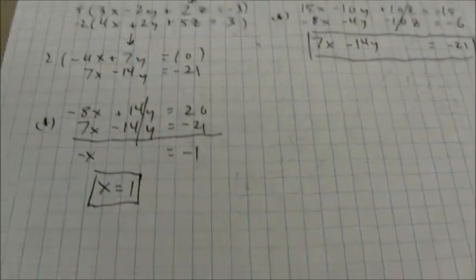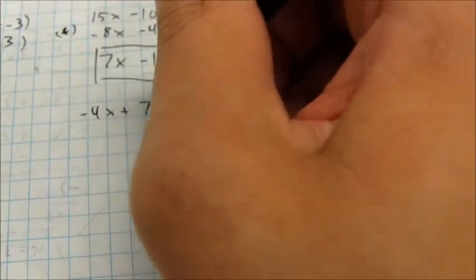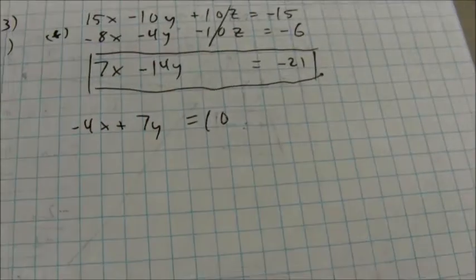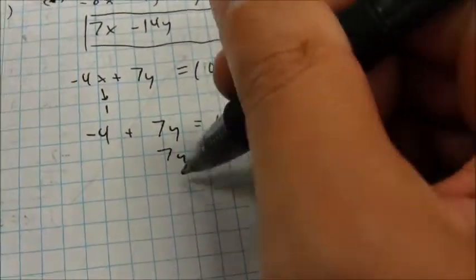And now I can just go back and substitute into old equations. Again, it doesn't matter what old equations you use. I'm going to go back up here to this negative 4x plus 7y equals 10. I don't want to go to a three-variable equation here. I know x is 1, so that's going to be negative 4 plus 7y equals 10. I can add 4 to both sides. That's going to be 7y equals 14. Y is going to equal 2.